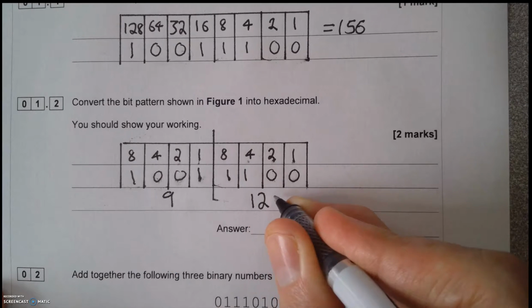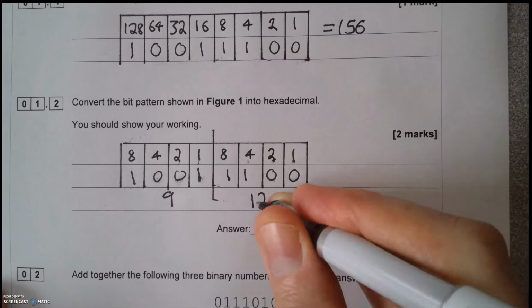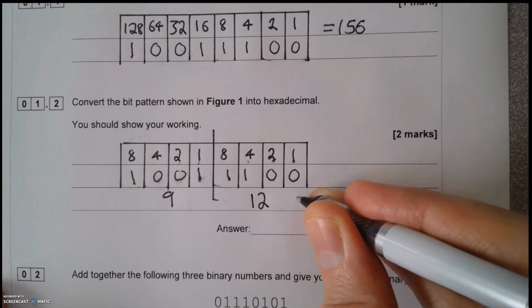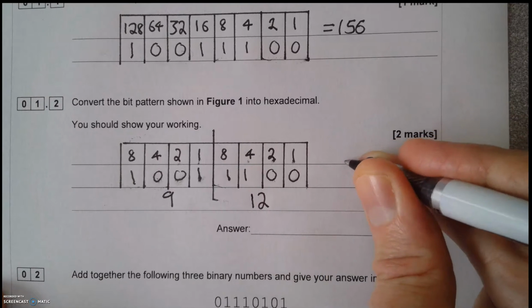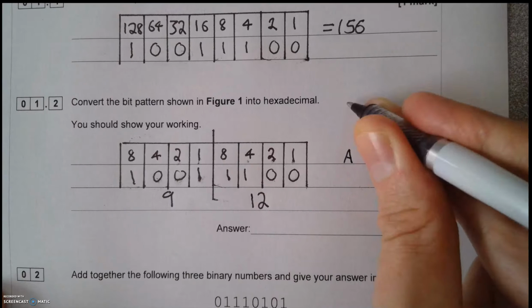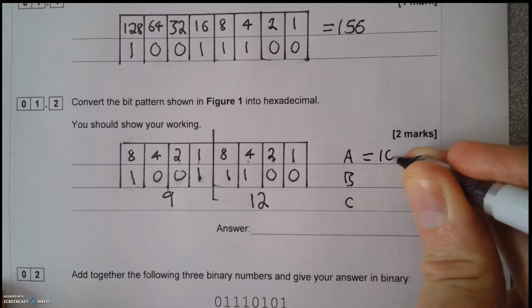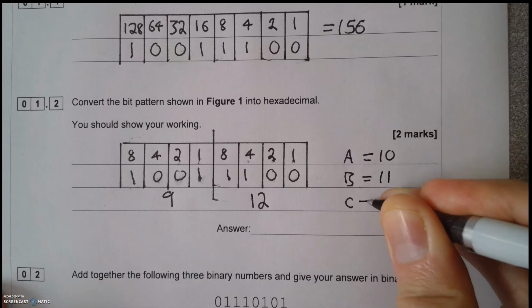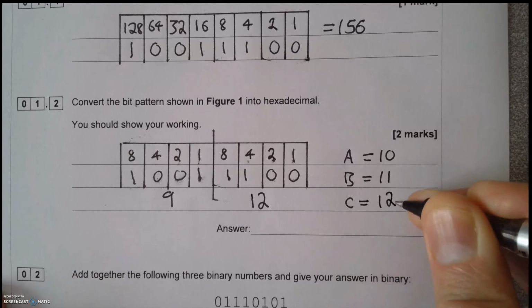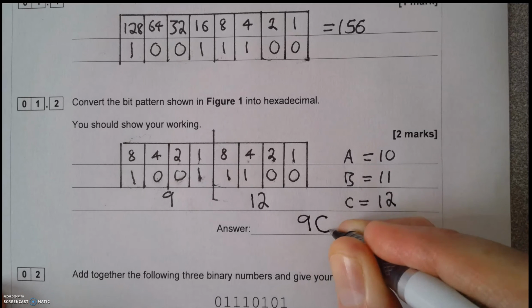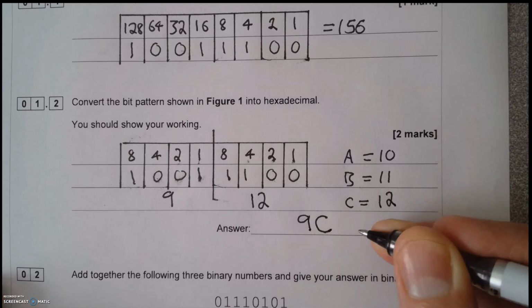This is 9 and 12, but 12 needs to be converted into its hexadecimal equivalent. And if I just list them here, so it goes 0 to 9, then A, B, C. A is 10, B is 11, C is 12. So my answer then for 2 marks is 9C, and that's my answer.